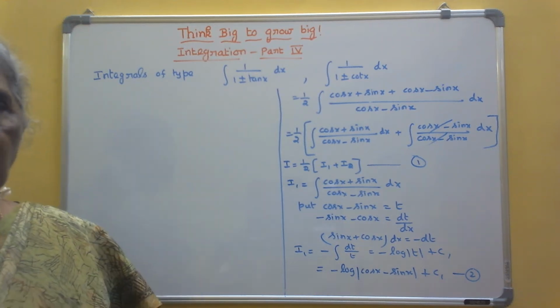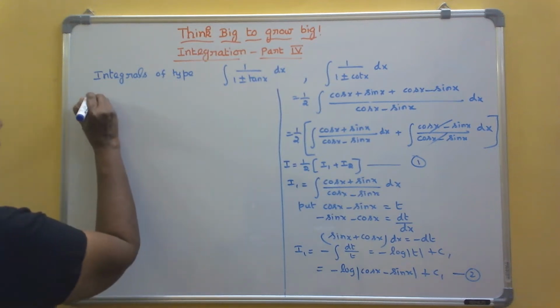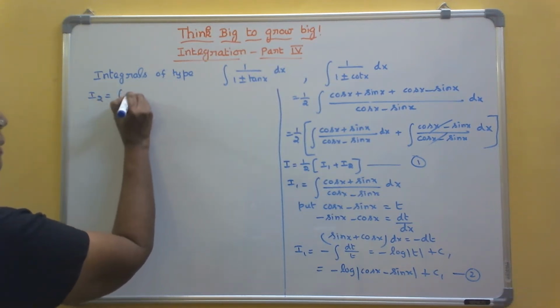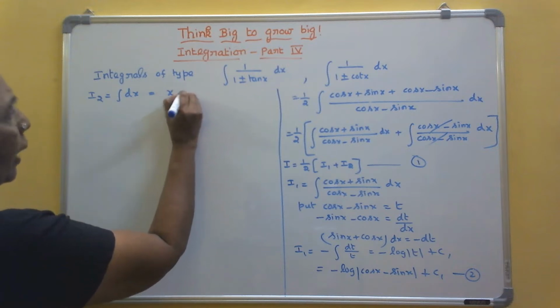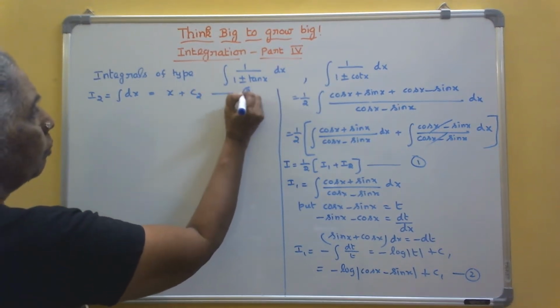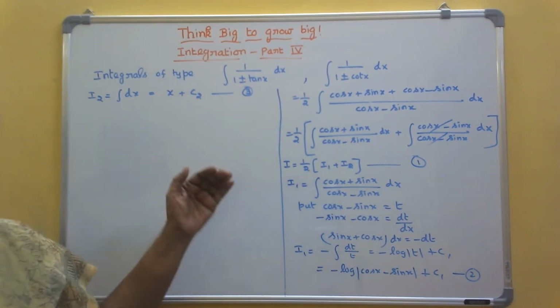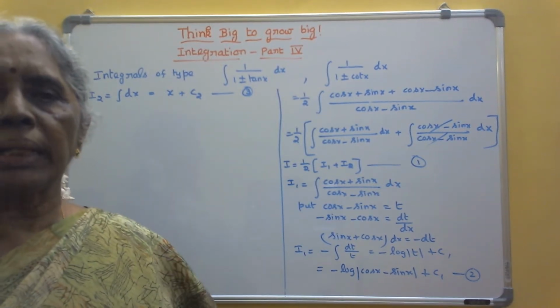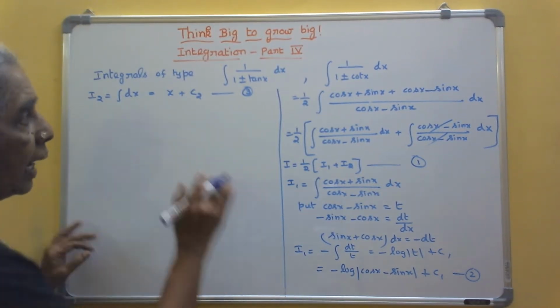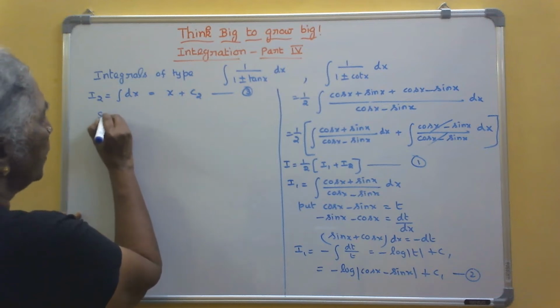Okay. Now let us do I2. I2 is nothing, it is just integral dx. So you write x plus c2. You mark it as 3. Actually these markings will help you for organizing your steps clearly. Now you substitute.